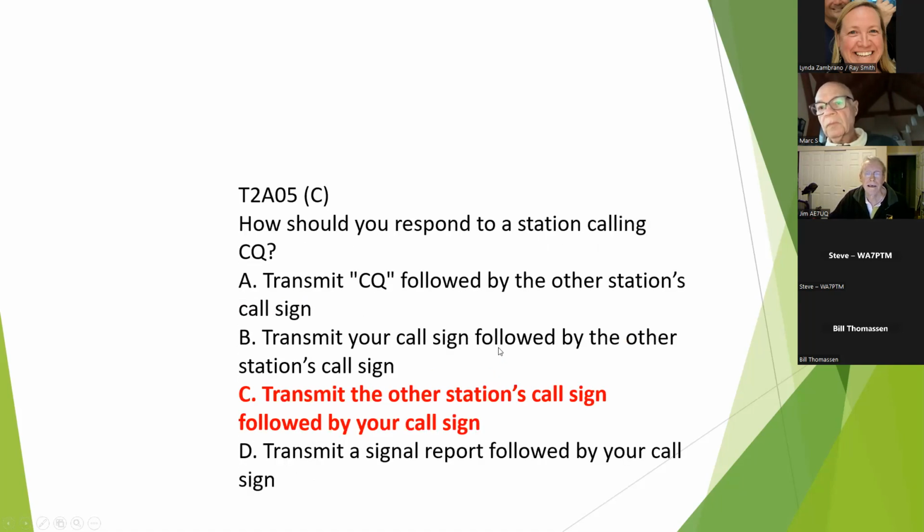How should you respond to a station calling CQ? Remember we said CQ is a sort of, hey, I'm out here waiting to talk to somebody. And again, remember, how do you talk to somebody? That's like Steve saying, hey, I'm out here. And I say, hey, Steve, it's me, Jim. Transmit the other station's call sign followed by your call sign.